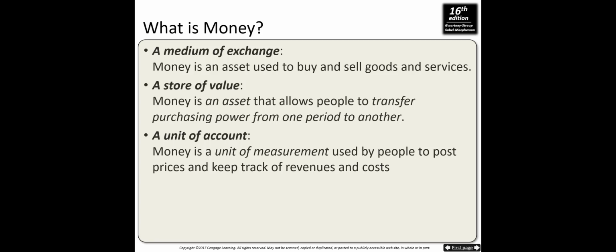The first one is medium of exchange. Money is an asset used to buy and sell goods and services. Money is a store of value. Money is an asset that allows people to transfer purchasing power from one period to another. Money is a unit of measurement used by people to post prices and keep track of revenues and costs. For instance, when you say an apple costs $2, that means the apple is valued at $2, so it measures the value to the buyer of buying one apple.